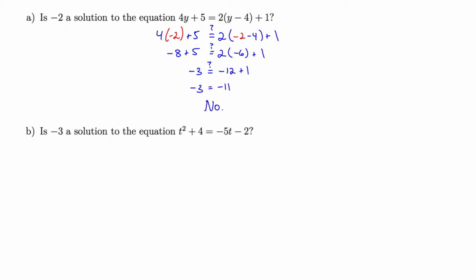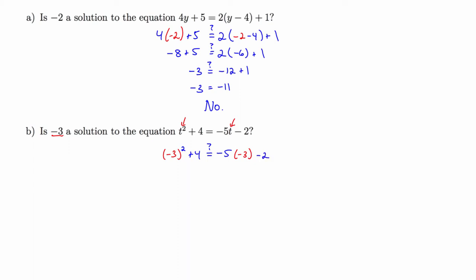In part B, is -3 a solution for the equation t squared + 4 = -5t - 2? Again, we need to substitute -3 for every occurrence of t in the equation, and we need to make sure when we do substitute it, we substitute it in parentheses. So substituting -3 for the t squared + 4, we'll put -3 in parentheses, then square it, then add 4. We want to know, is that equal to -5 times t, which is now -3, minus 2.